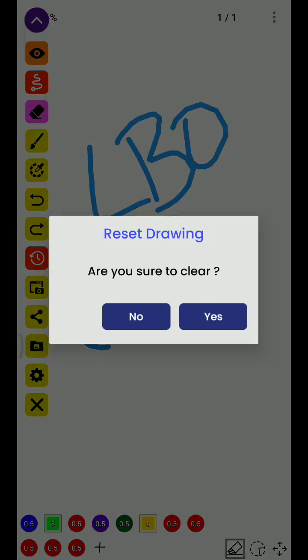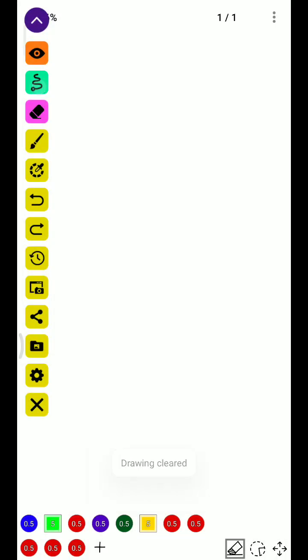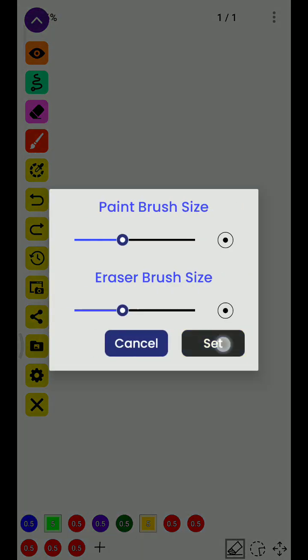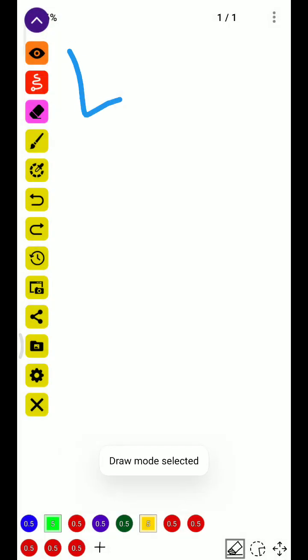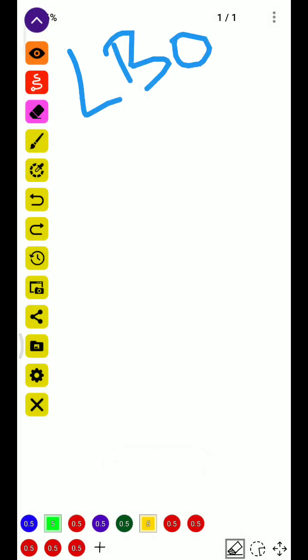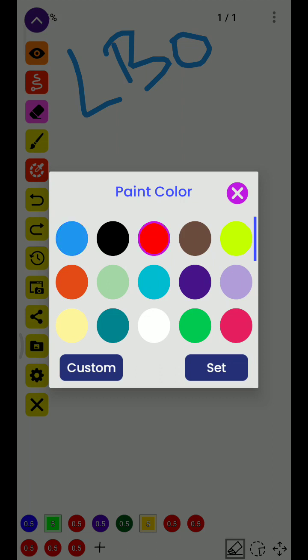Just a second. I will take it first. Yeah. What happened? LBO is the first question. I think I will change the color, it is better to get the answer.